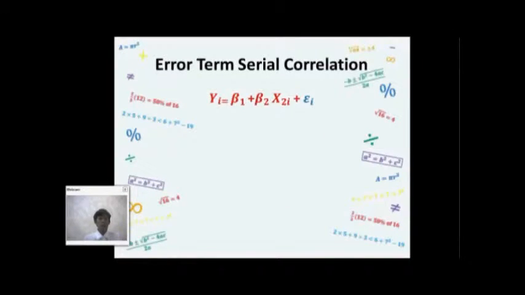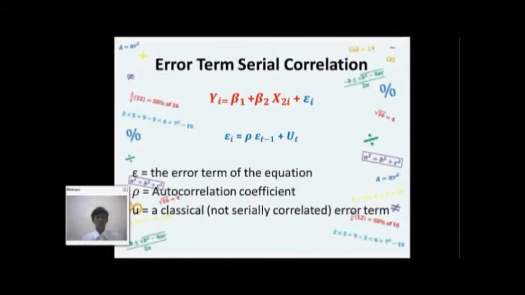Let's say I have this equation, y_i equals beta 1 plus beta 2 x_2i plus some error, where the error is defined by this equation, where e is the error term of the equation, rho is the autocorrelation coefficient, and u is the classical error term. What does it mean? It means the error today depends on the error yesterday by some amount of correlation, and is then modified by some disturbance.